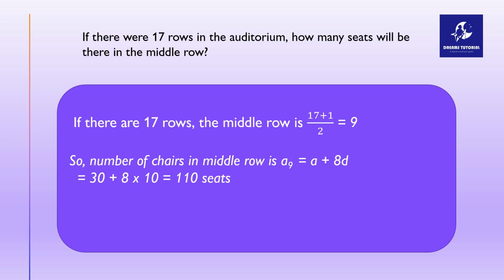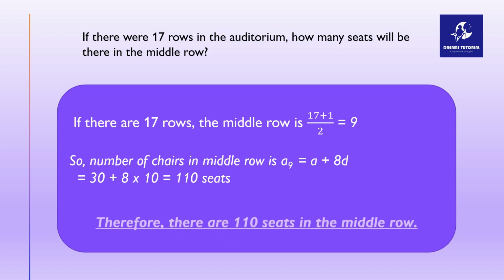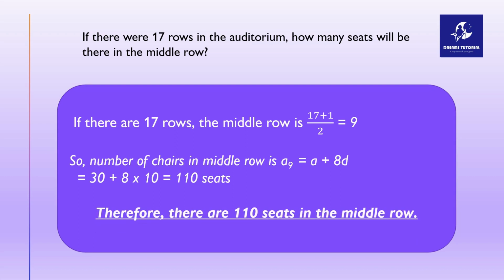Again, a is 30, d is 10, and we need to find number of seats in 9th row, that is a9. And a9 is a plus 8d. So the answer is 110 seats. So there are 110 seats in the middle row when there are 17 rows.